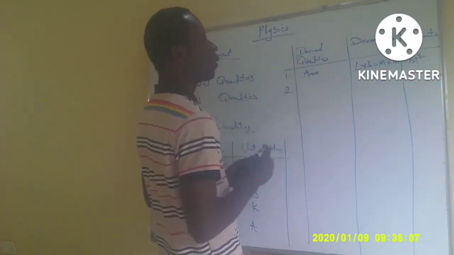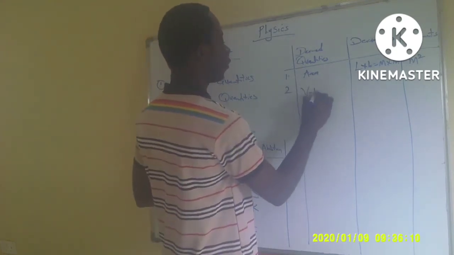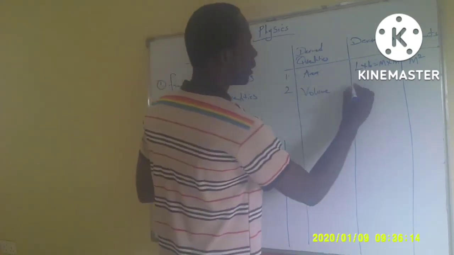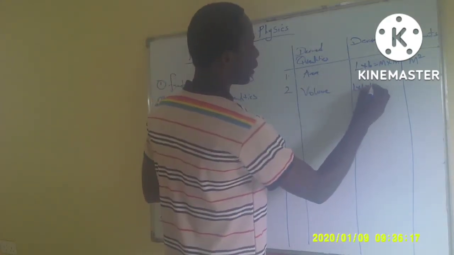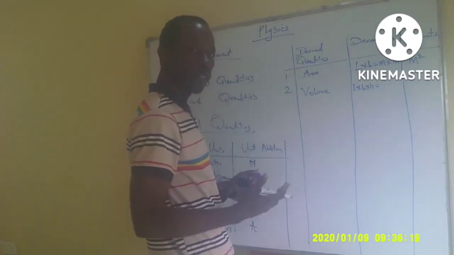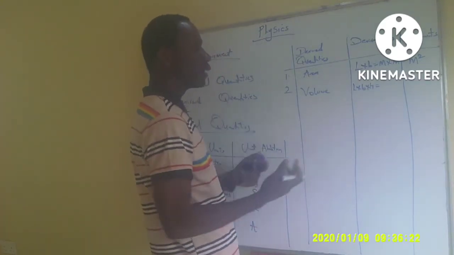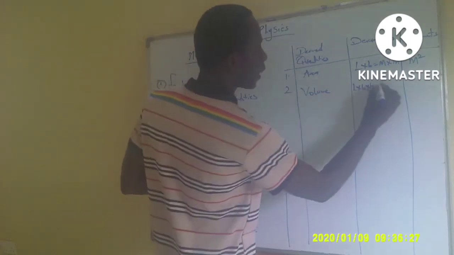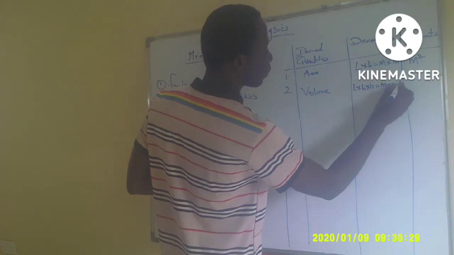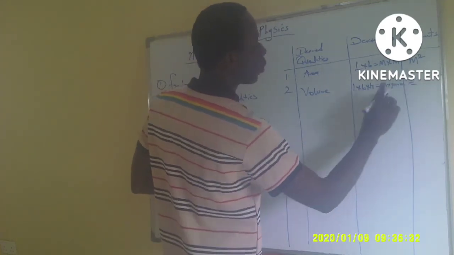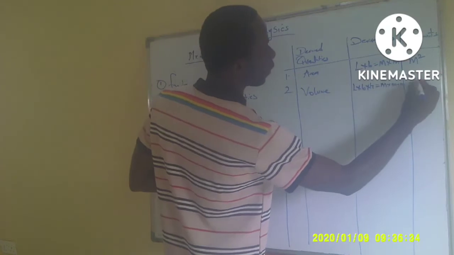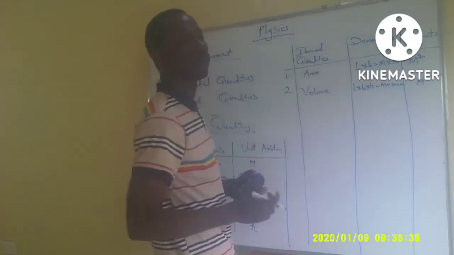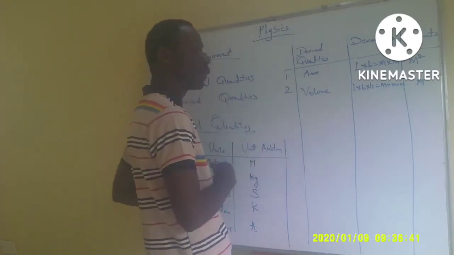Now the next one we can say we have volume. The formula for volume is length times breadth times height. Length is measured in meter, the breadth is measured in meter, the height is measured in meter, with respect to the fundamental quantity. So we can say meter times meter times meter. It's going to be m times m times m, we have m cubed. So that's the unit of volume gotten from the fundamental quantity.